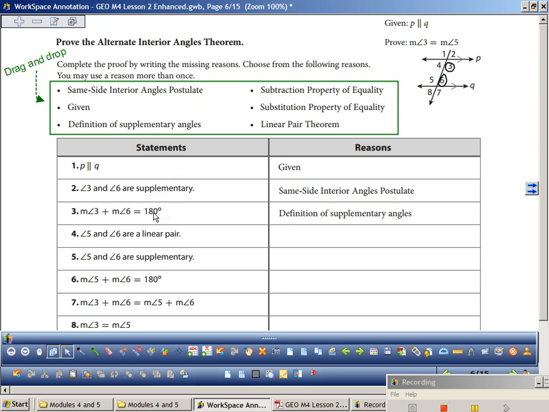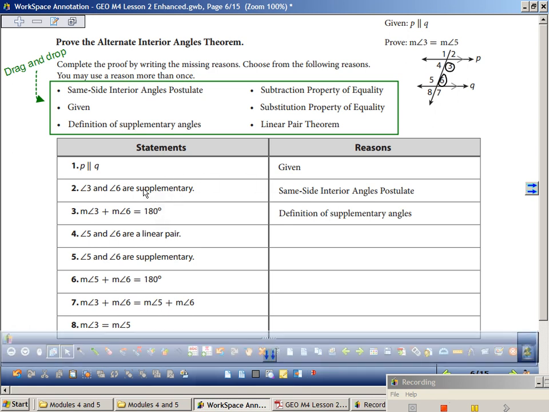Supplementary, 180, how do I know? Because that's what supplementary means, 180. All right, this is where it kind of gets tricky a little bit. And if you took geometry last year, your teachers probably didn't do it like this.